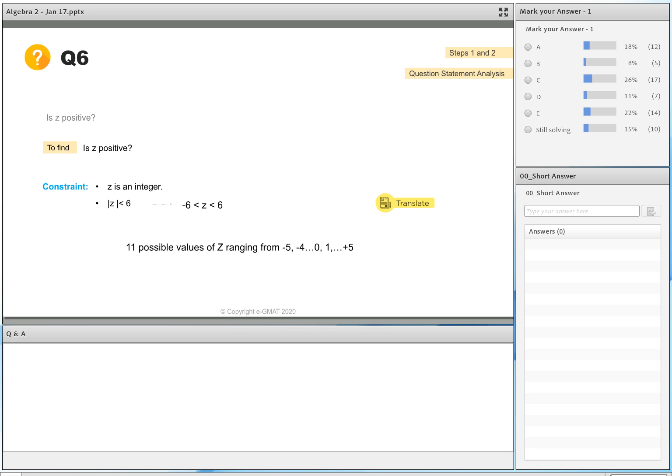What is the information that the question stem is giving us? The question stem is asking, is Z a positive number? It also gives an important value: mod of Z is less than 6, and it also tells me that Z is an integer. If Z is an integer and mod of Z is less than 6, the possible values of Z are from -5 to +5, which is a total of 11 such values.